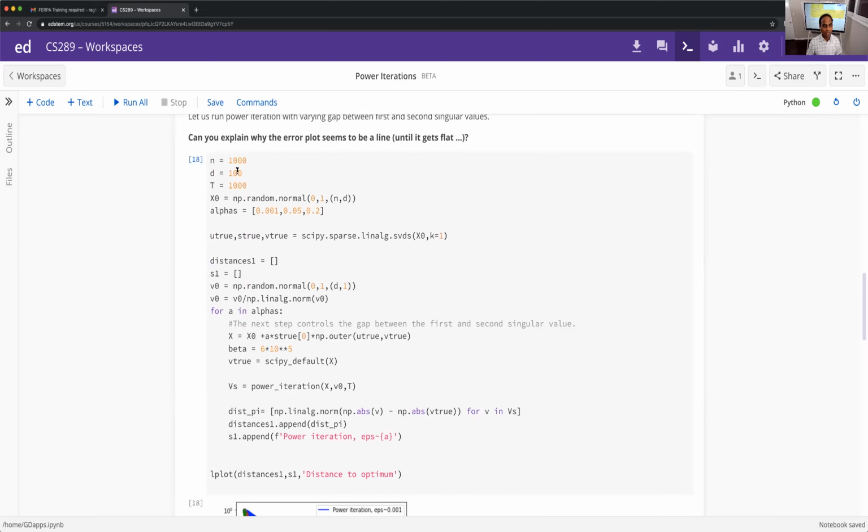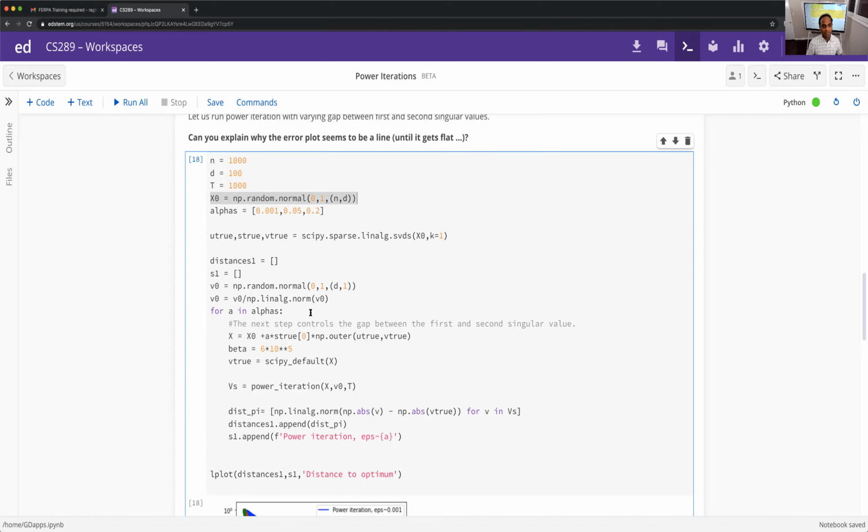So I'm going to choose a 1000 by 100 matrix here and run it for 1000 iterations. And I'm going to first start with a random matrix, random n by d matrix. And for a random n by d matrix, the gap between the top 2 singular values is not too big. So we won't really see a difference in convergence to the top singular value or singular vector.